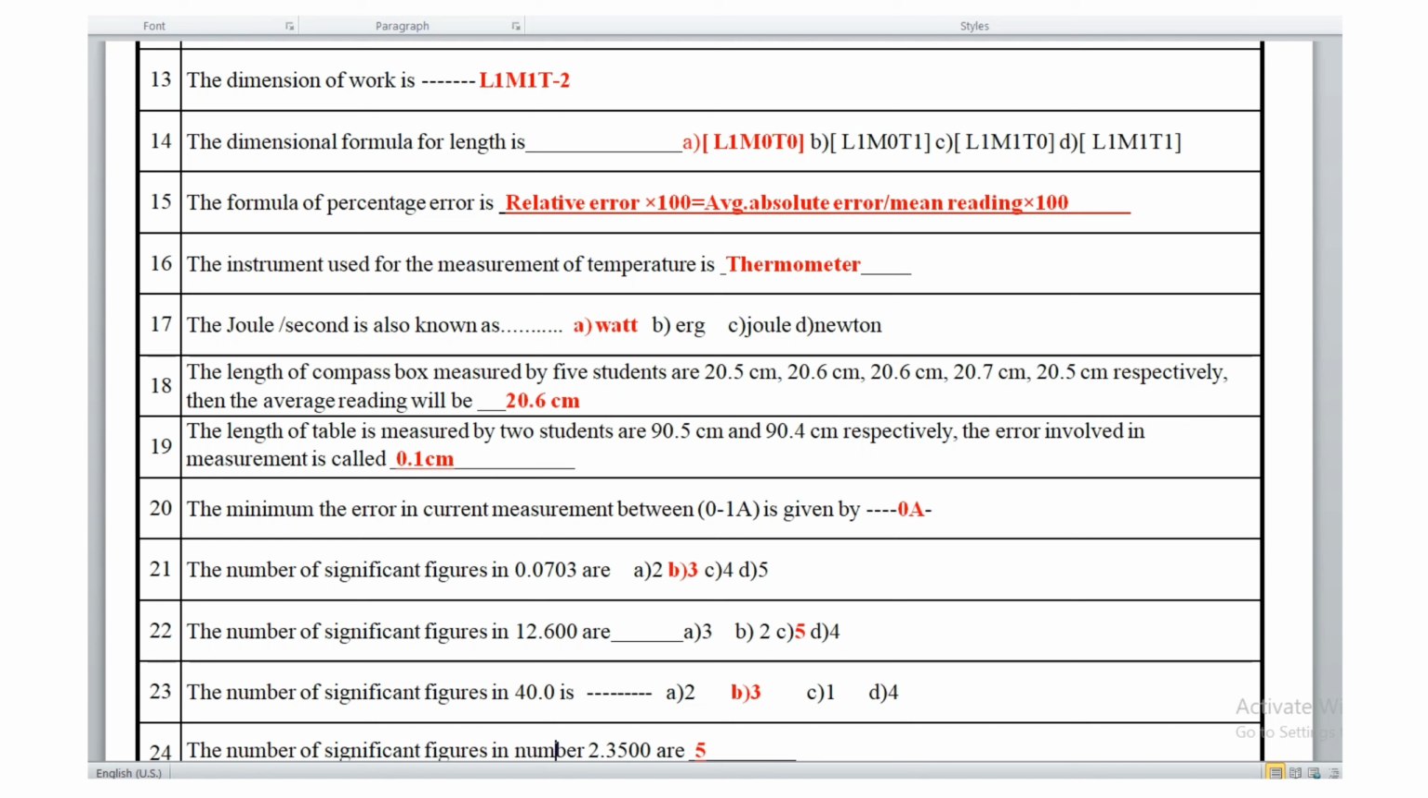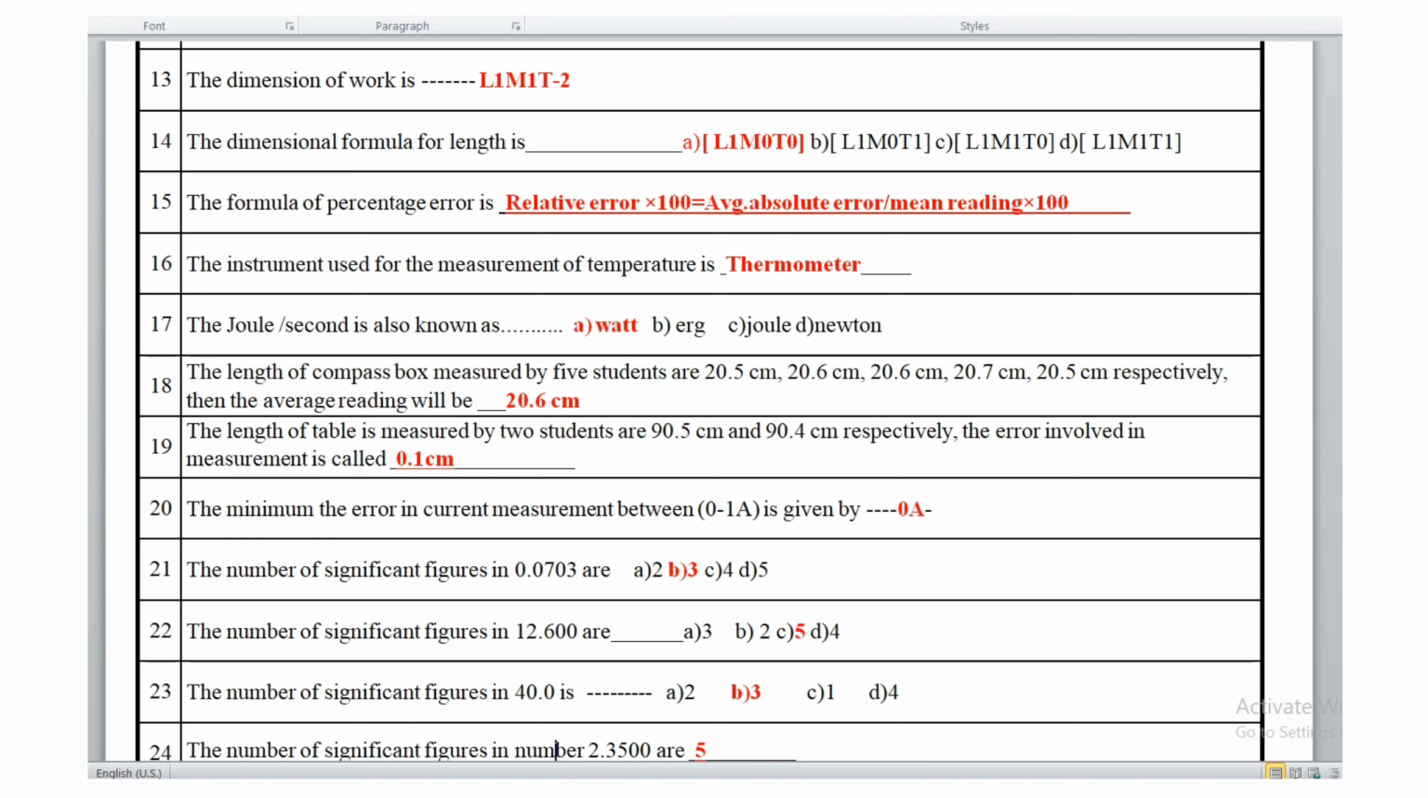The joule per second is also known as watt. The lengths of a compass box measured by 5 students are 20.5, 20.6, 20.6, 20.7, 20.5 respectively. Then the average reading will be 20.6 centimeter. The length of a table measured by 2 students is 90.5 centimeter and 90.4 centimeter. The error involved in the measurement is 0.1 centimeter.